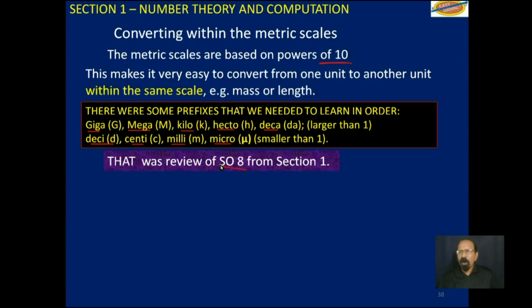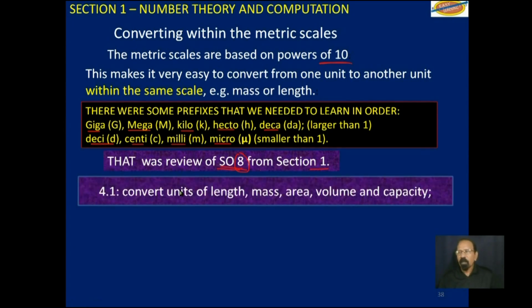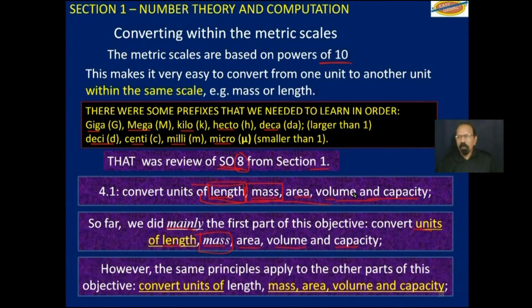Now that was a review of Section 1, Objective 8. Convert unit of length, mass, area, volume, and capacity. In this video, we look mainly at length. Yes, we included a little bit about mass. The next video, we will deal with mass, area, volume, and capacity in detail. The same principle applies to other parts of this objective. Conversion of units of length, and mass. When you come to area, we will have to do something with those conversion factors before we subtract the indices, and volume.